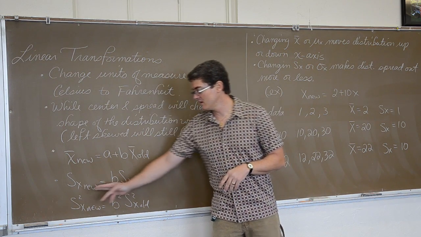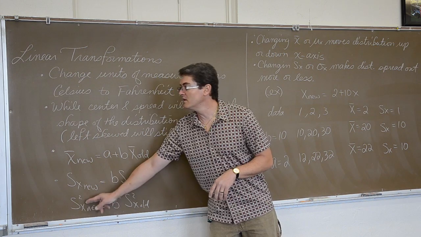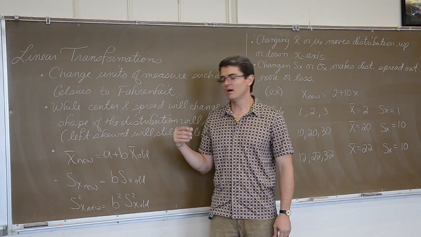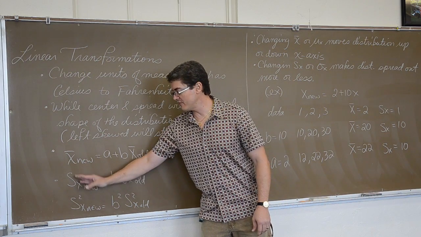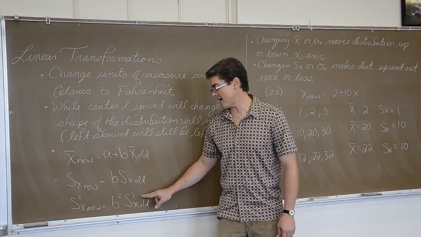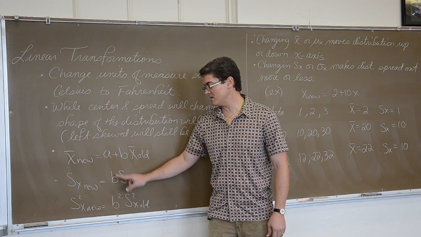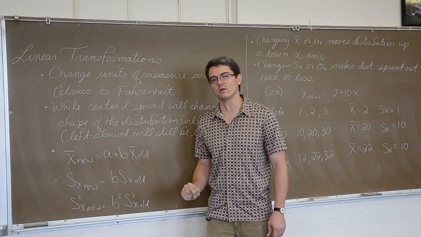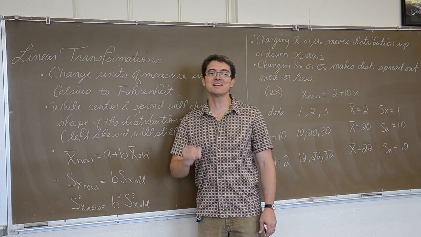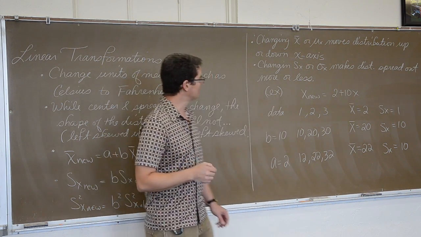And then again, since variance is standard deviation squared, you'll see this looks exactly the same except for my b, instead of being b to the first, now b squared. Because literally that exponent of 2 does mean squared. Variance is standard deviation squared.